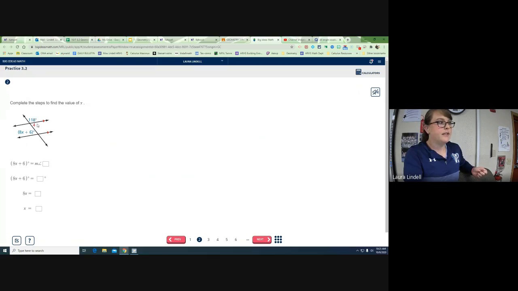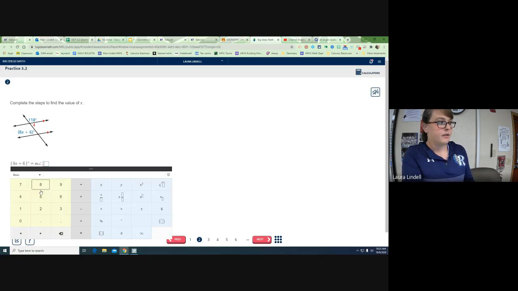This one says, complete the steps to find the value of x. Okay. So first of all, they kind of start us out with some steps that we can follow. We're supposed to fill in the blanks of their steps. So they want to know 8x plus 6, this angle right here, is equal to the measure of which angle? Well, the only angle that's labeled in the picture is angle 4, so there's a big clue for us. 8x plus 6 and angle 4, those are alternate interior angles too, so you can kind of identify it that way. So I would say angle 4.